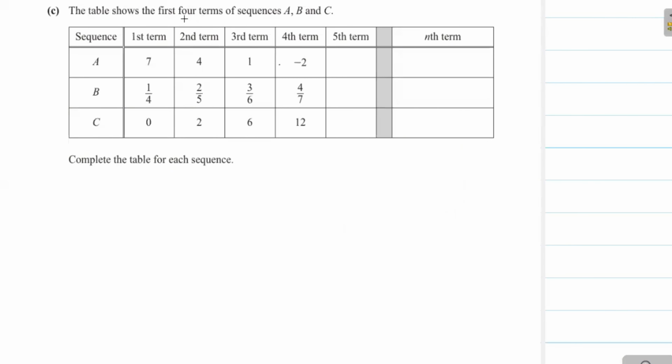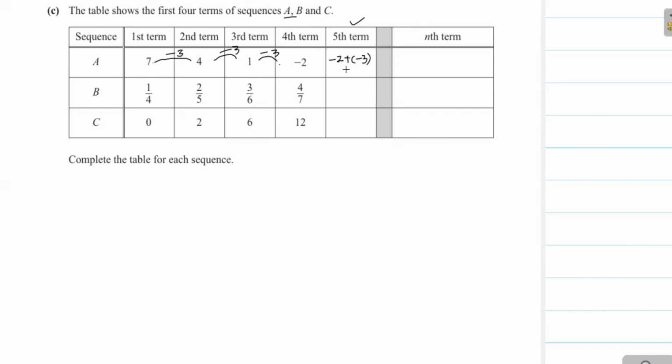Part C. The table shows the first four terms of sequences A, B, and C. Firstly, we have to calculate the fifth term of each sequence. Firstly, we take the difference between the sequence values. Look here, the difference between 7 and 4 is -3, and the next is -3, and this is also -3. Therefore, the next difference between the fifth and fourth term is -3.